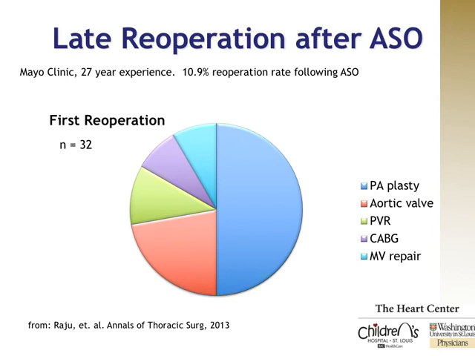And so if patients survive, are there late problems that come up after the arterial switch? And certainly there are. And most of them are related to the right side of the heart.